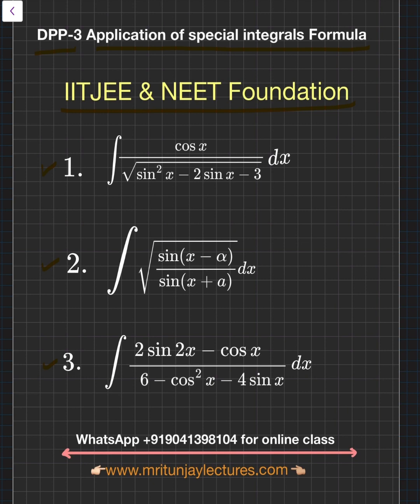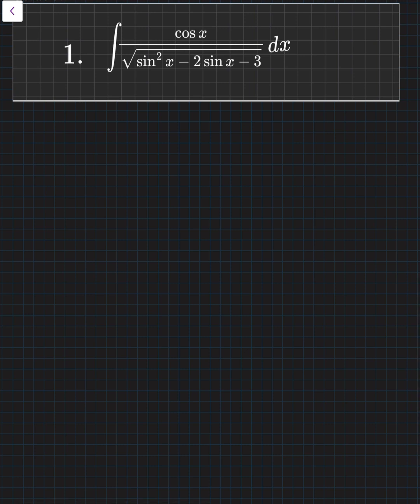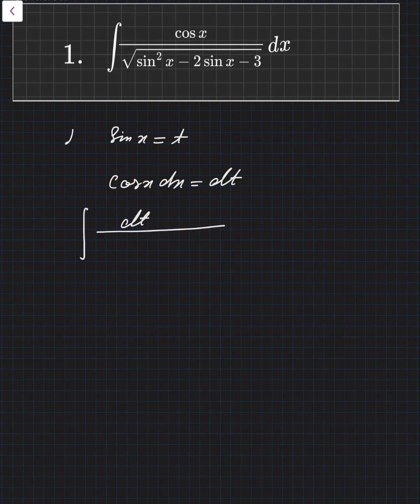Okay, see very carefully. Now, question number 1: integration of cos x upon under root sine square x minus 2 sin x minus 3 dx. So here let sin x be equal to t, then cos x into dx is equal to dt. So cos x dx is replaced by dt, and that value, that is t square minus 2t minus 3.